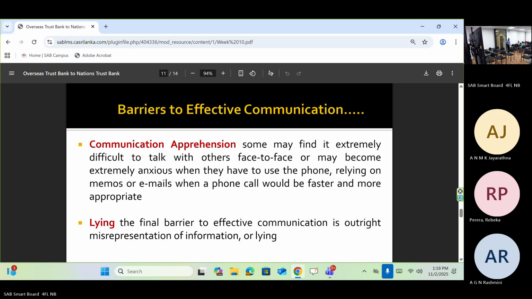Right. These are very lifelong problems faced by some individuals. No, all these can be considered as communication apprehension problems.